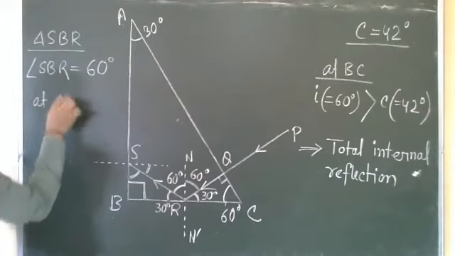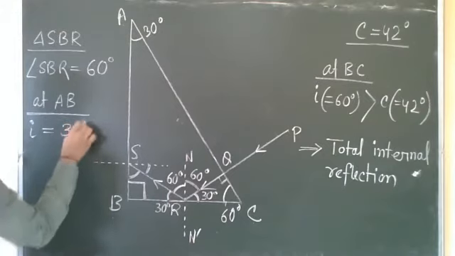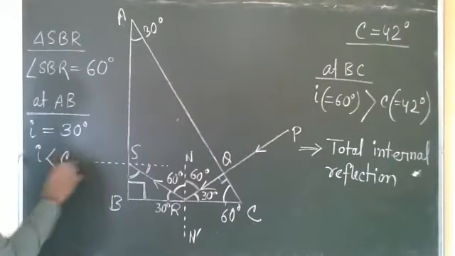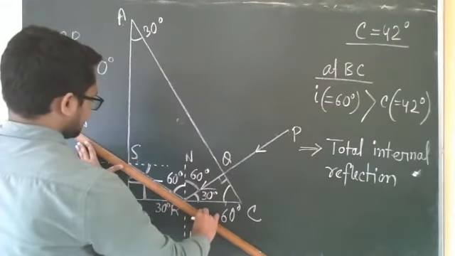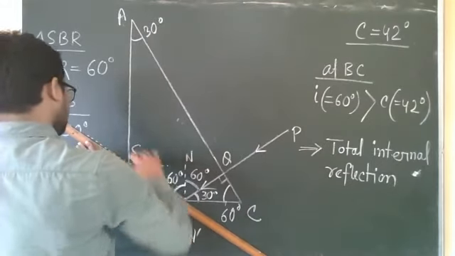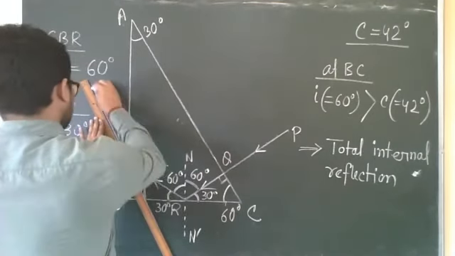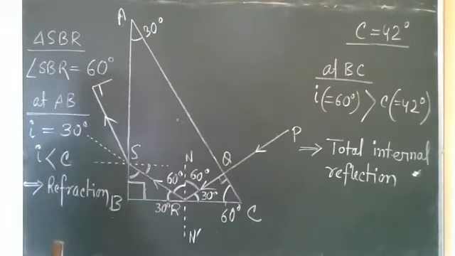So at AB, the angle of incidence is equal to 30 degrees, and the critical angle is 42 degrees. So the angle of incidence is less than the critical angle. So which phenomenon will occur? Refraction will occur here. Refraction means it is going from a denser to a rarer medium, which means away from the normal. So PQRST is the final path.